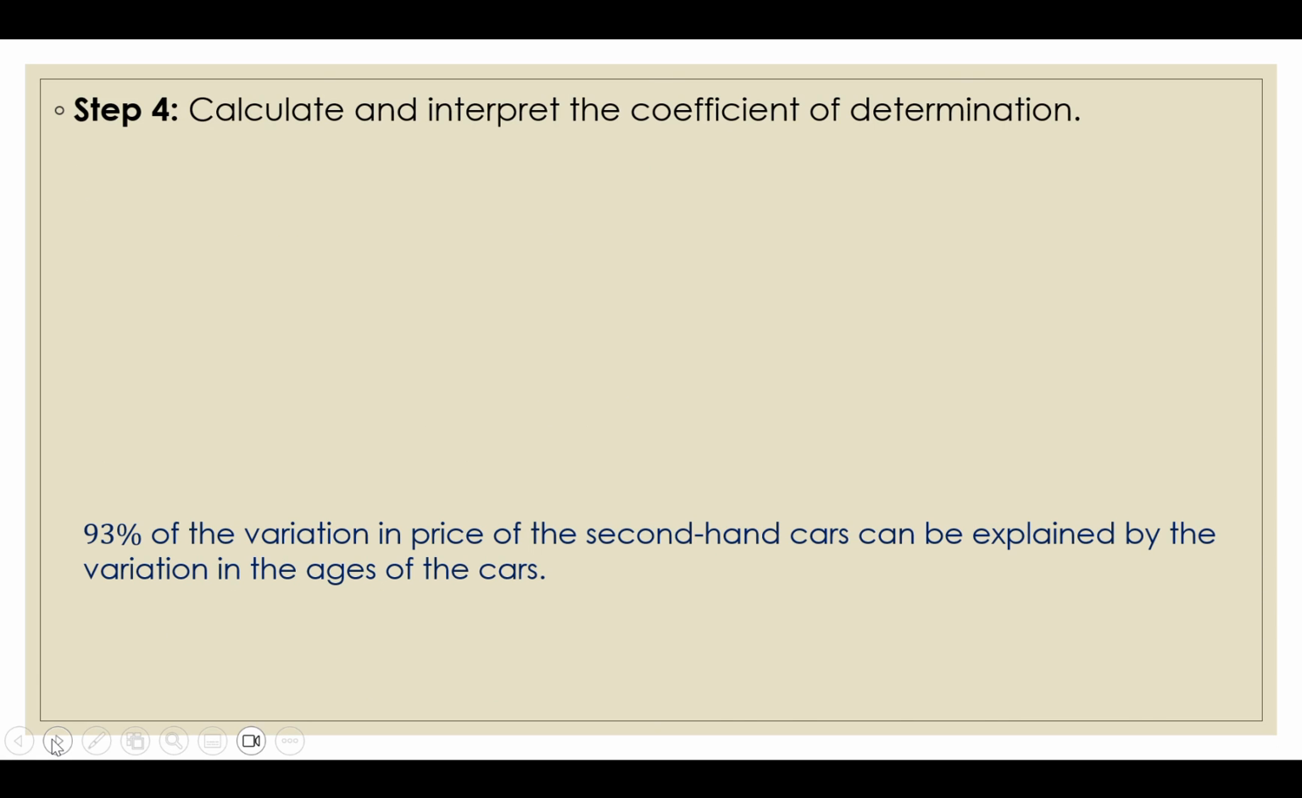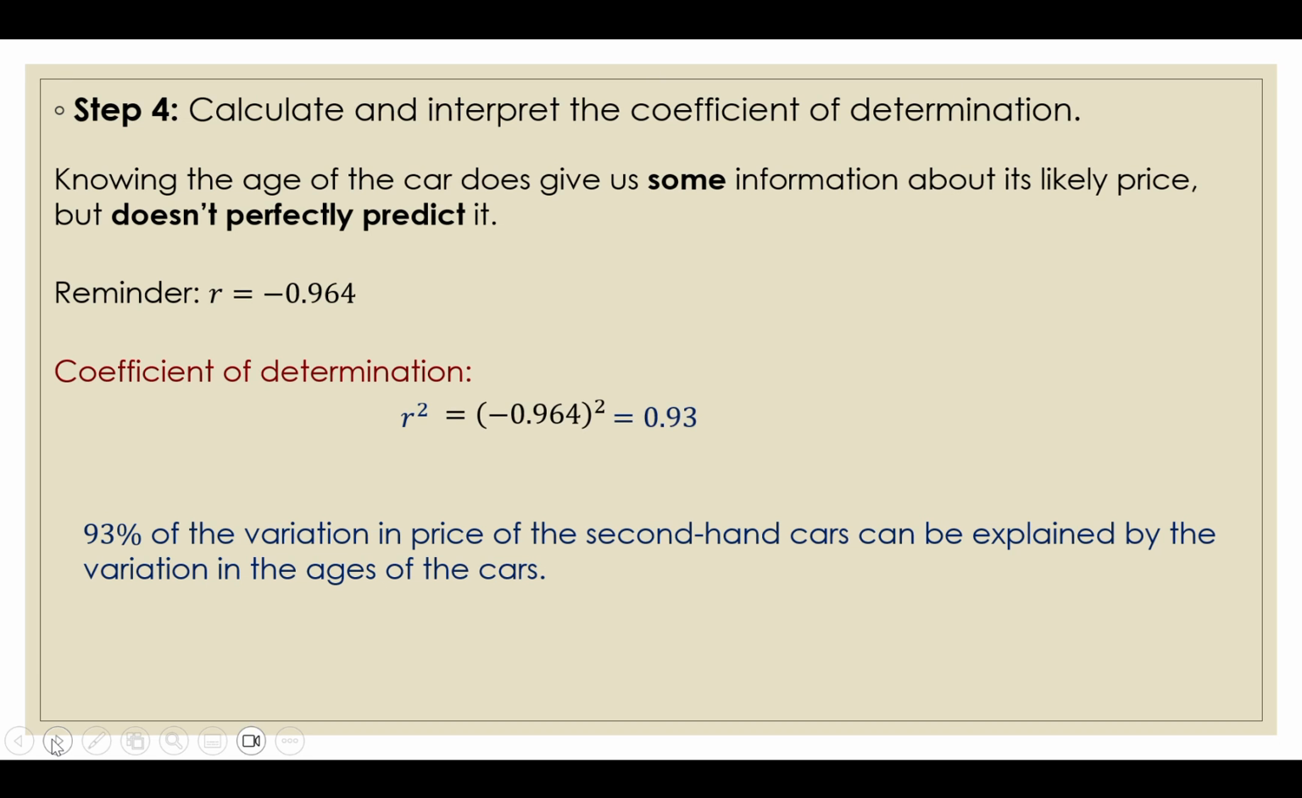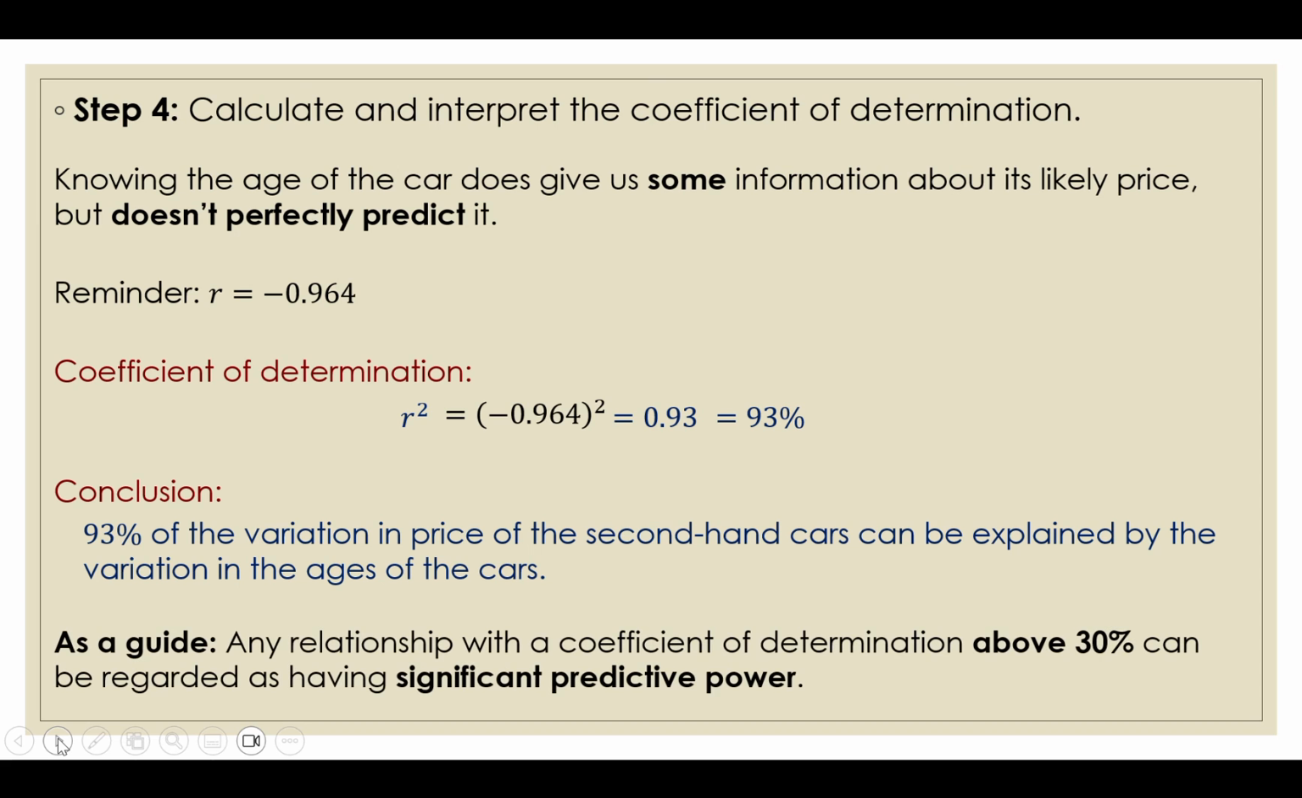Calculate and interpret the coefficient of determination. As a reminder, if we had R as negative 0.964, the coefficient of determination would generate a positive value there. So 93% of the variation in the price of the second-hand cars can be explained by the variation in the age of the cars. We did that in our last lesson. As a guide, any relationship with a coefficient of determination above 30% can be regarded as having significant predictive behavior. This one is way above 30%, which indicates it has some predictive power.